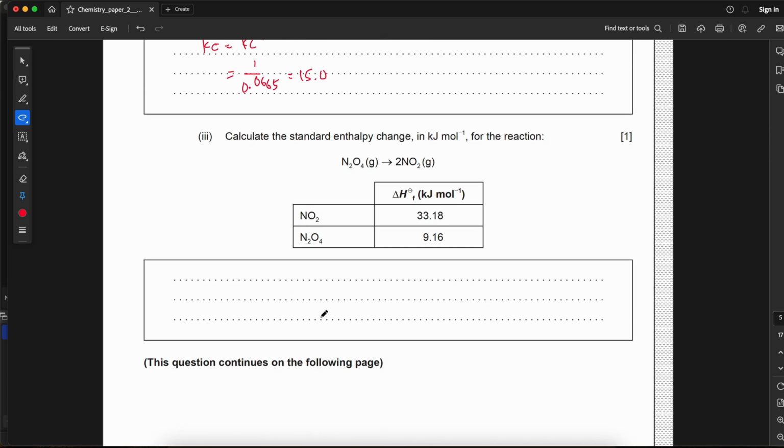Okay, calculate the standard enthalpy change in kilojoules per mole for the reaction. To calculate standard enthalpy change, it will be products minus reactants. Okay, the product is 2NO2, so because the coefficient is 2, 2 times 33.18 minus 9.16, you will get 57.20 kilojoules per mole.